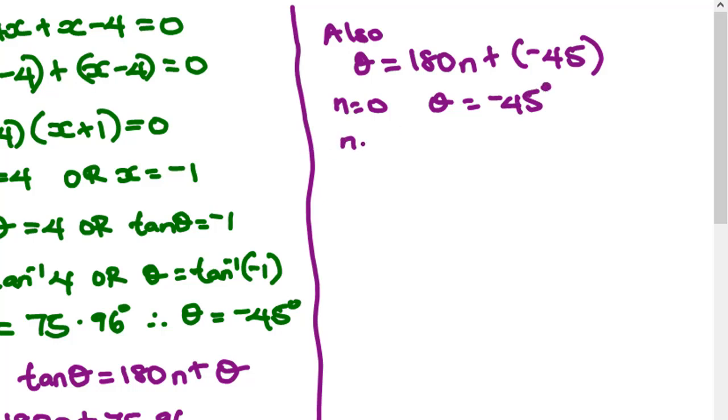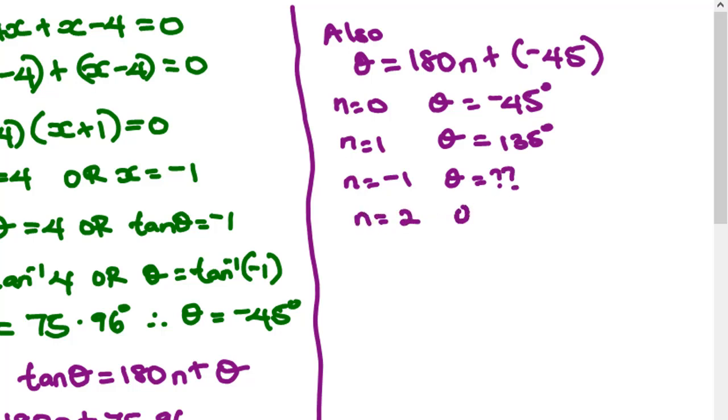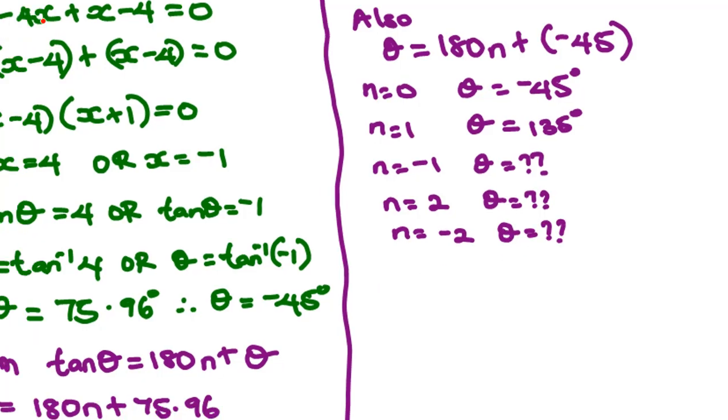So we proceed on to theta is equal to negative 45. When you substitute n is equal to 0, theta will be equal to negative 45. N is equal to 1, theta will be equal to 135. And when n is equal to negative 1, remember, because of the negative range, we emphasize that we also have to check negative 1, which is outside range. For n is equal to 2, theta is outside range, and we also check n is equal to negative 2, which is also outside range.